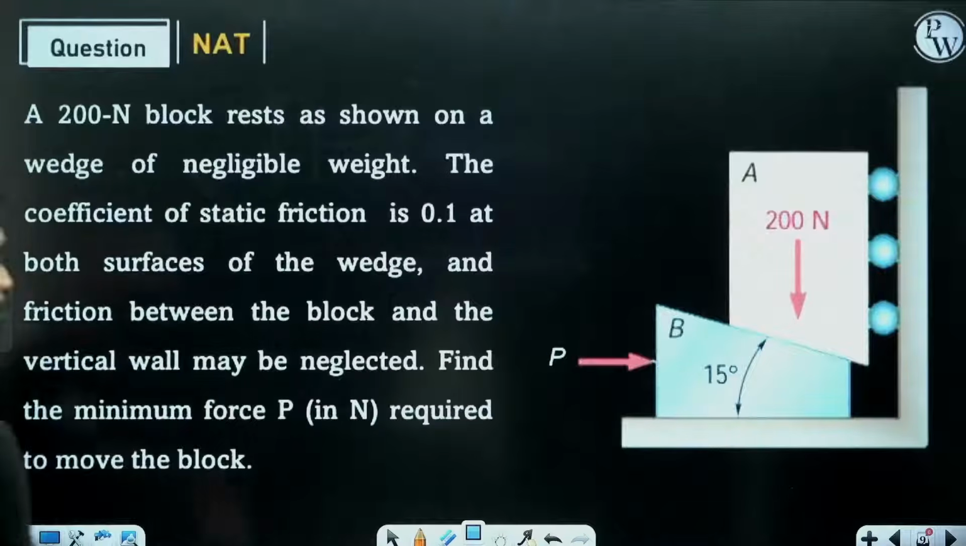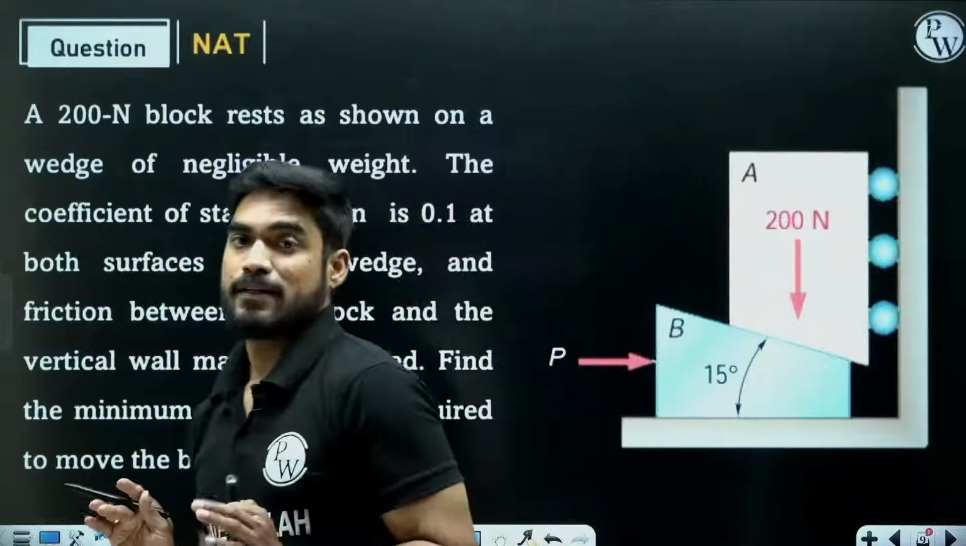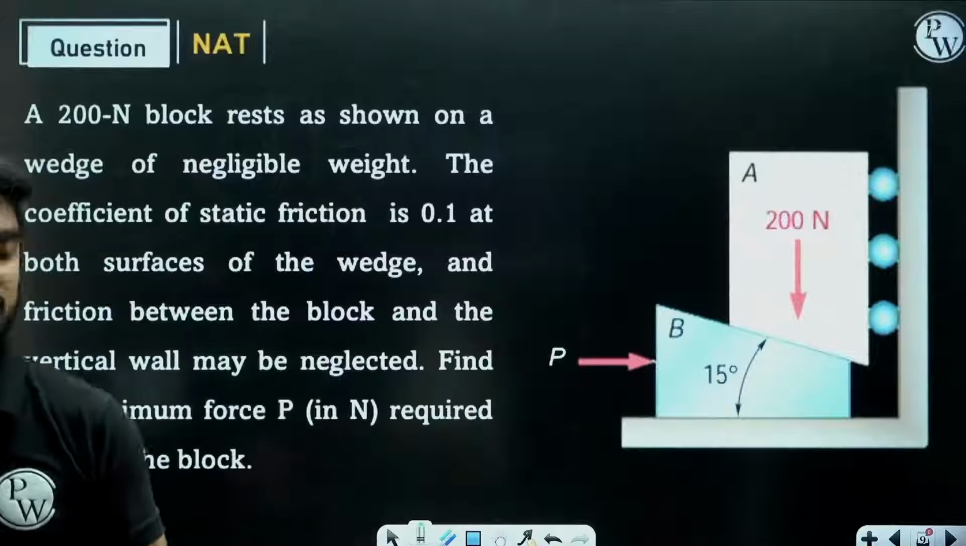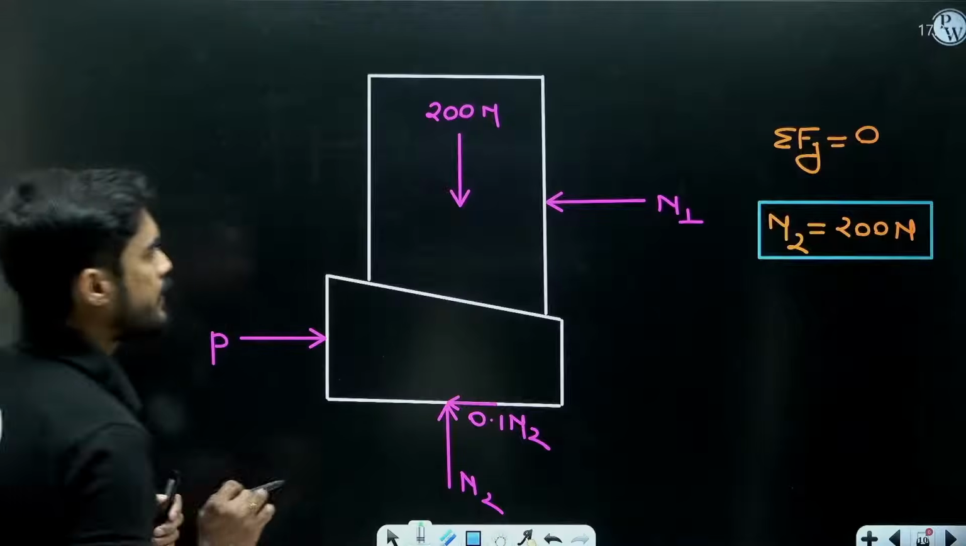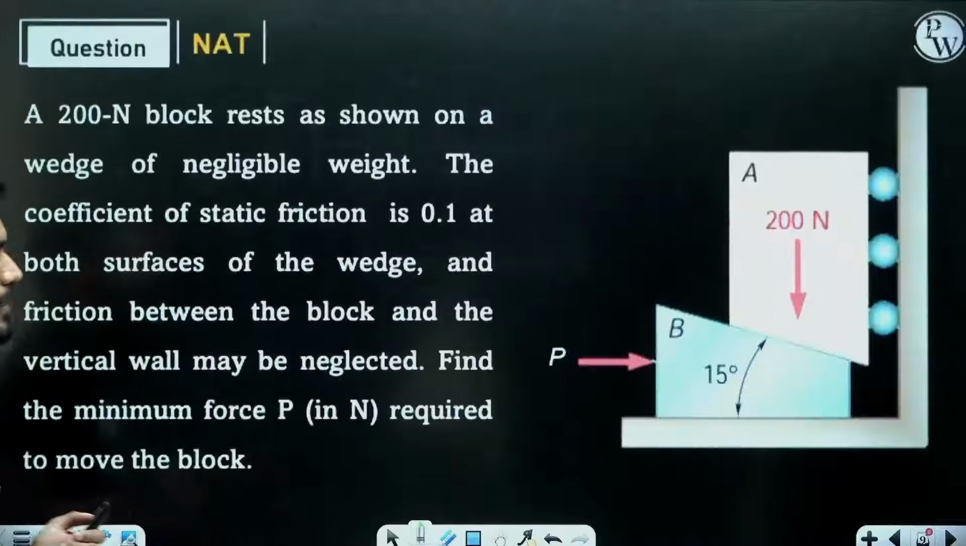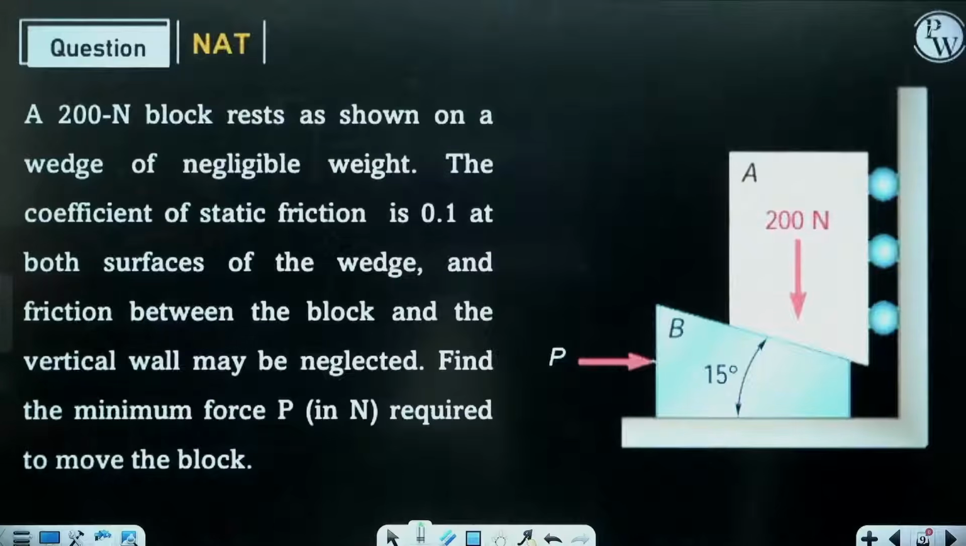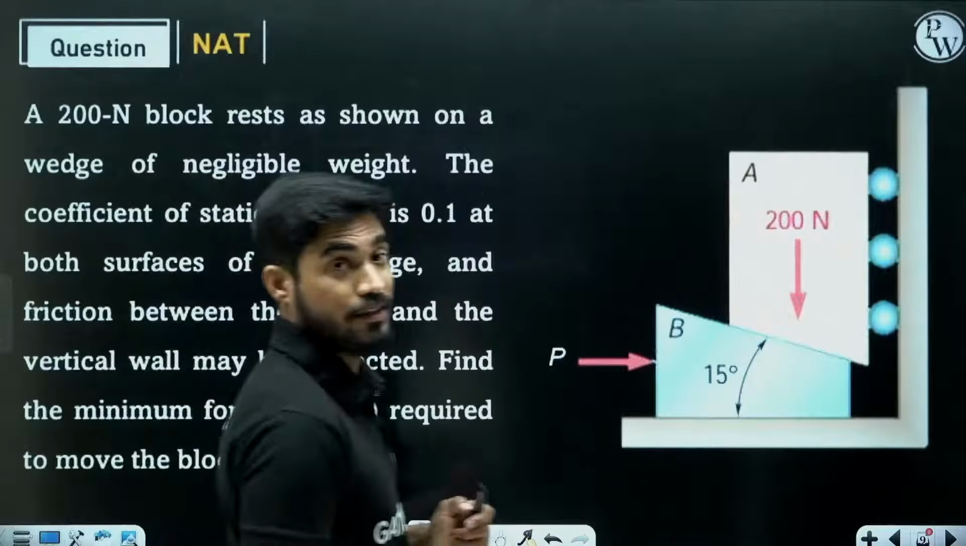So these type of problems you might get from wedges. Okay, you just need to be careful with the friction forces, and if you are considering the resultant, you need to be careful with the angles. Okay, chalo. So this was the first application of friction for today. Now let's move on to the next application of friction.